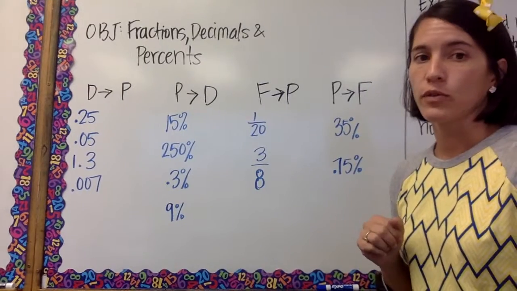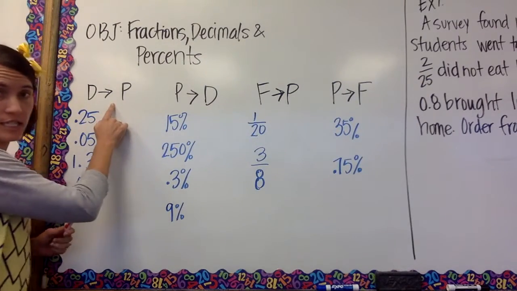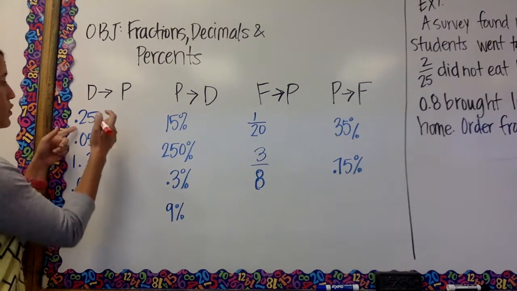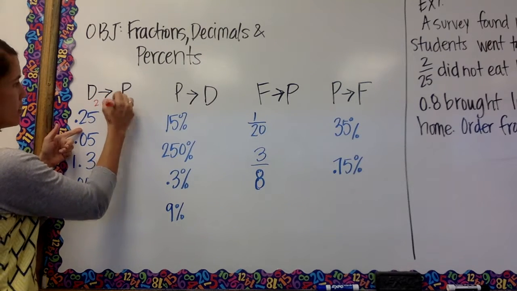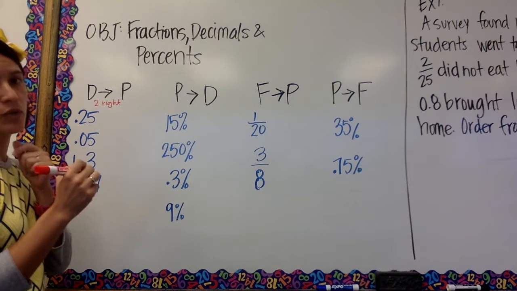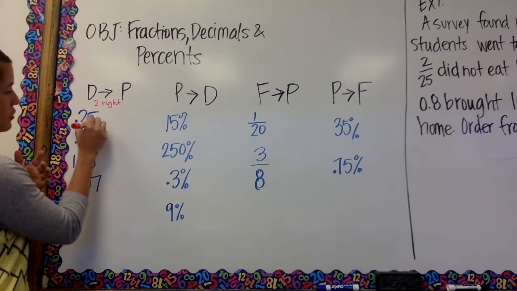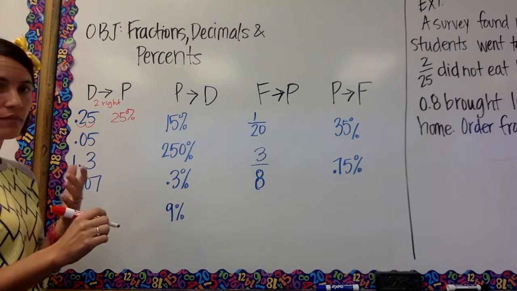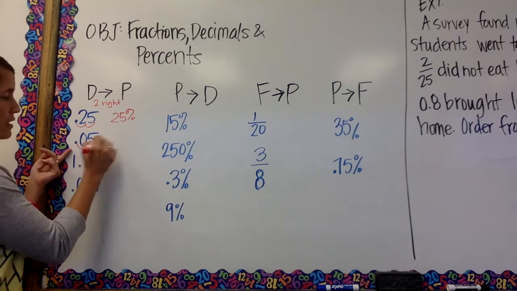And then we're going to go through changing a decimal to a percent. To change a decimal to a percent, you have to move the decimal 2 places to the right, because you technically are multiplying by 100. So if I move my decimal 2 places to the right, it would be 25%. When you have 0.05 and you move it 2 places, it would be 5%.